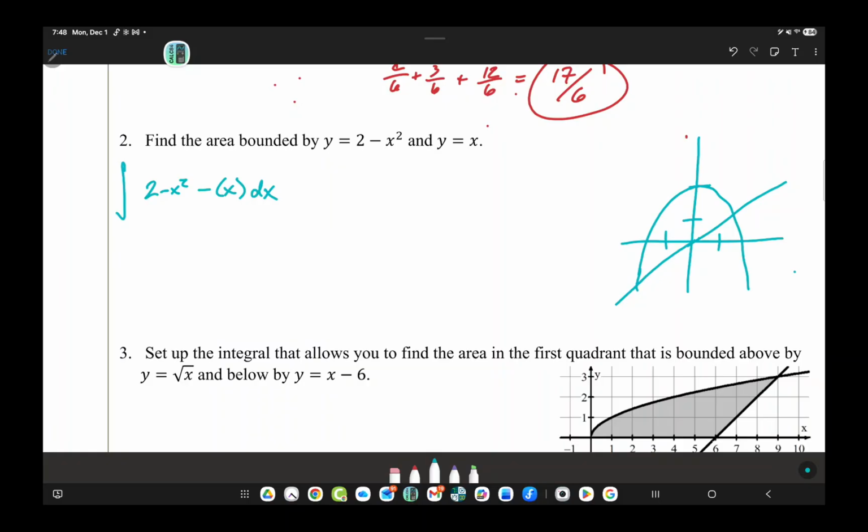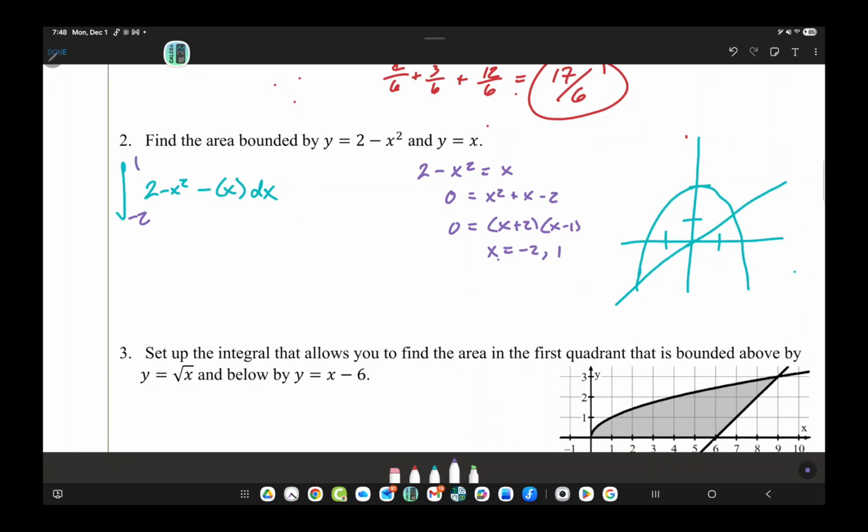But what do we not have? Yeah, we don't have the bounds. So to find the bounds, we are going to set these equal to each other because we need to know when these intersect. They intersect when they are equal. So 2 minus x squared is equal to x. So I'm going to subtract both these over. 0 is equal to x squared plus x minus 2. 0 is equal to x plus 2 times x minus 1. So x equals negative 2 and 1. So negative 2 to 1 are my bounds.